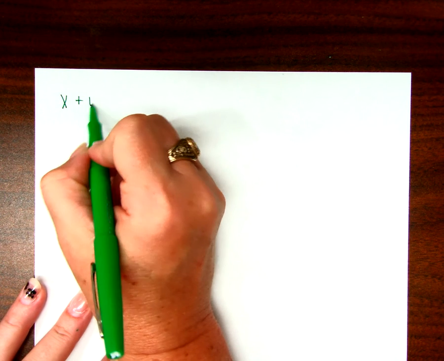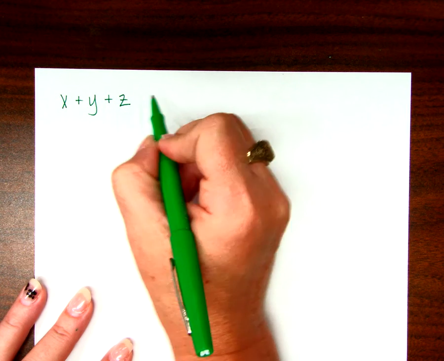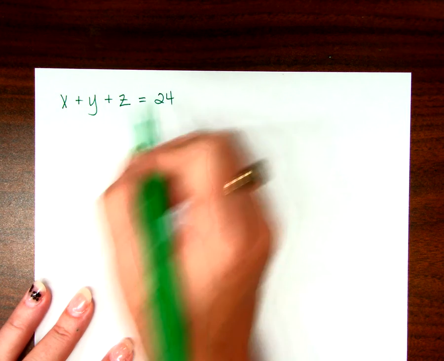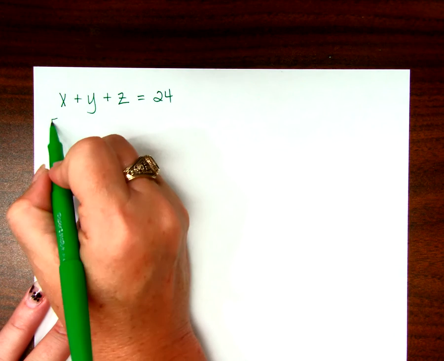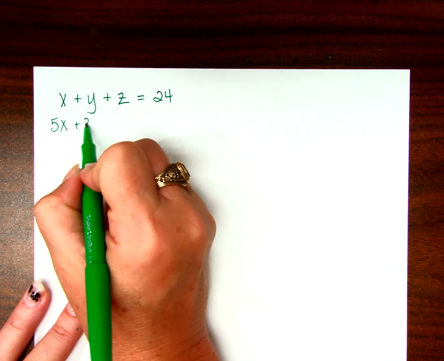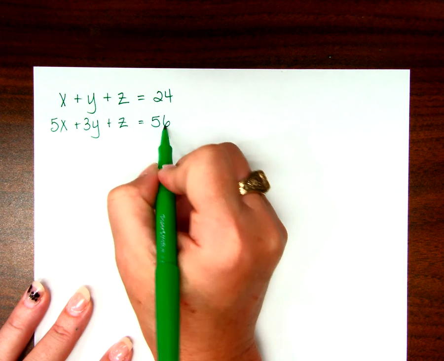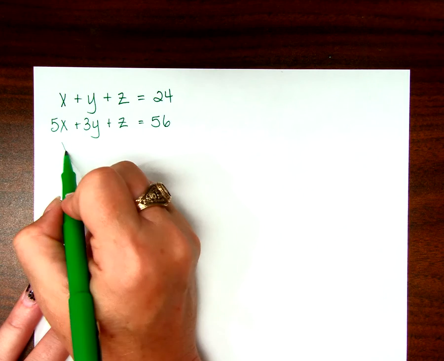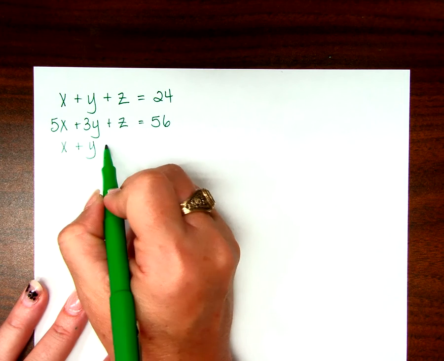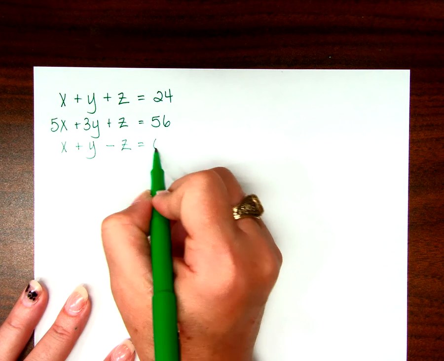X plus Y plus Z equals 24. 5x plus 3y plus z equals 56. And x plus y minus z equals 0.